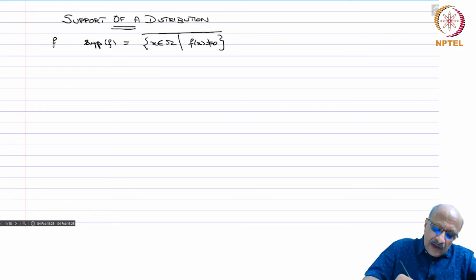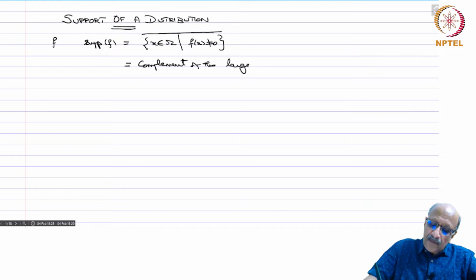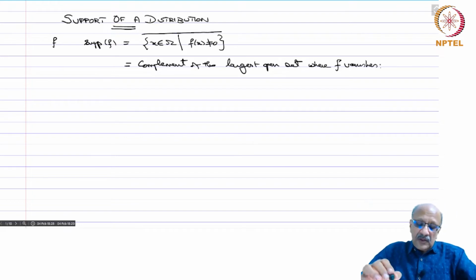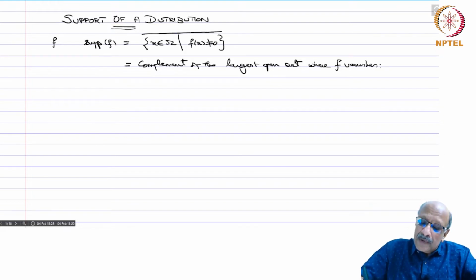So we can equivalently say the support is equal to the complement of the largest open set where f vanishes. It's easy to see that these two are the same. The complement of the largest open set where f vanishes will be a closed set, and you can say that will be precisely the closure of the set of all x such that f(x) is not equal to 0. Now the second statement is amenable to generalization.